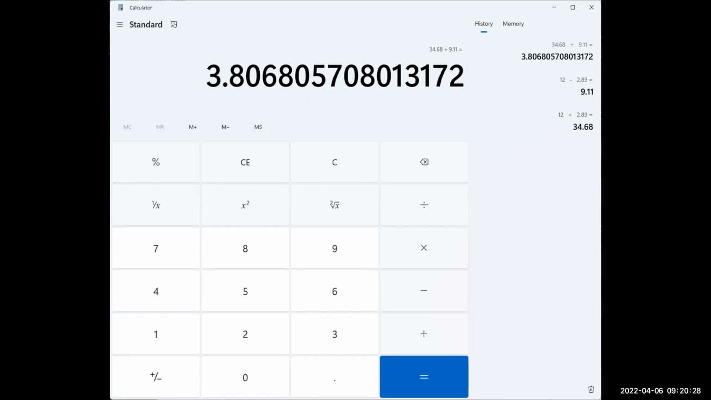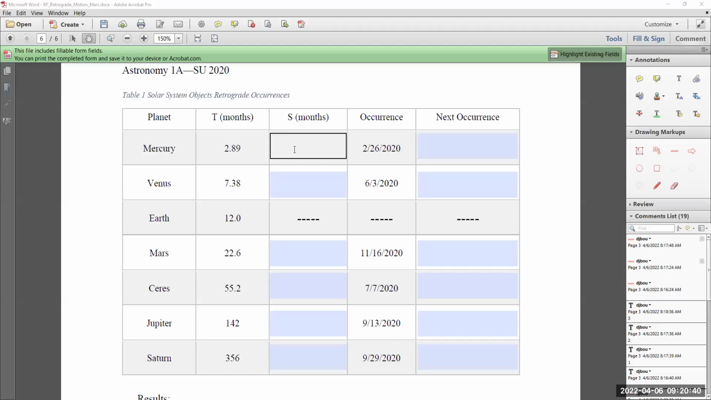Okay, so now I found the answer. So I'm going to go back into stop sharing this. Okay, and I'm going to share with you guys the report itself. And I'm going to write the answer in here being 3.8068. Okay, so that takes care of that. So I'm going to come back and stop sharing again. And I'm going to share with you the calculator one more time.